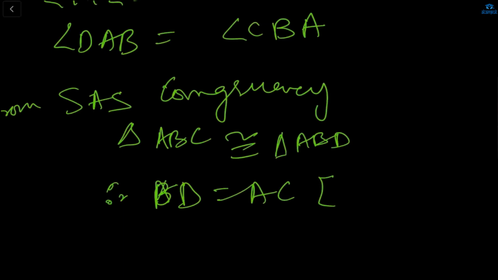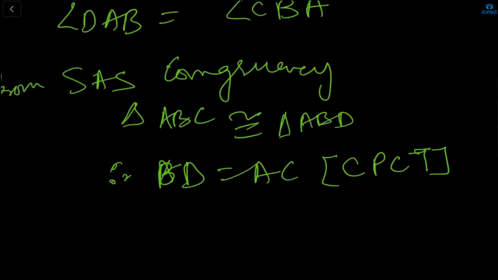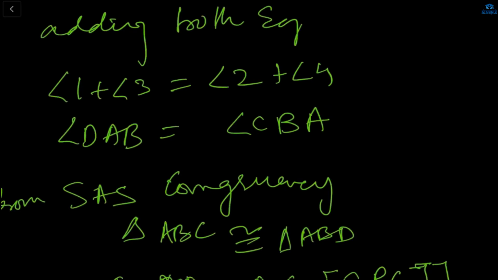Remember these things, because you have to mention them. CPCT: not congruent parts, but corresponding parts of congruent triangles. The first C stands for corresponding, and the last is congruent triangle. So you have to remember CPCT and mention it. You have to mention all the reasons for how you are saying that this is equal to this.